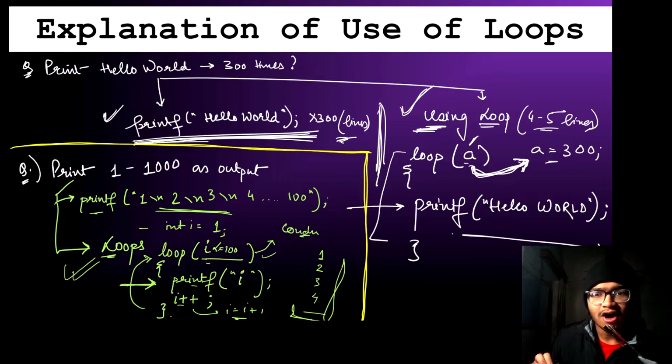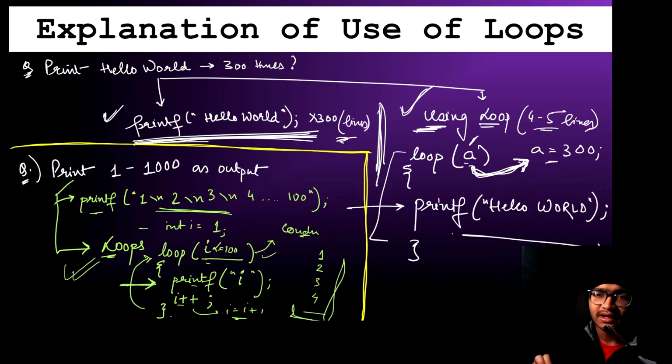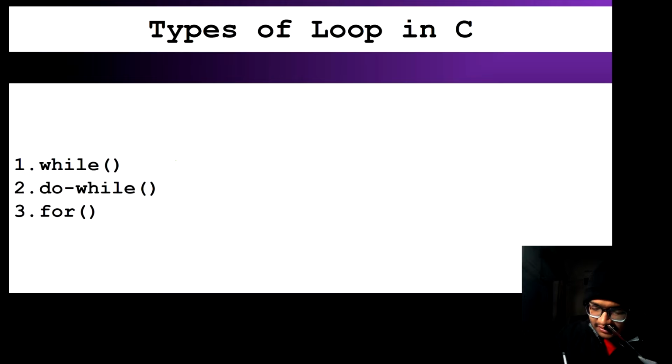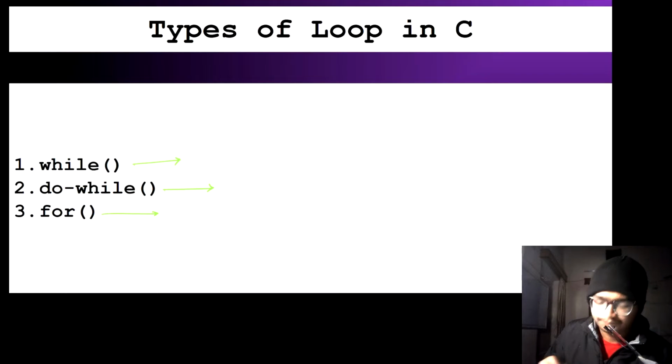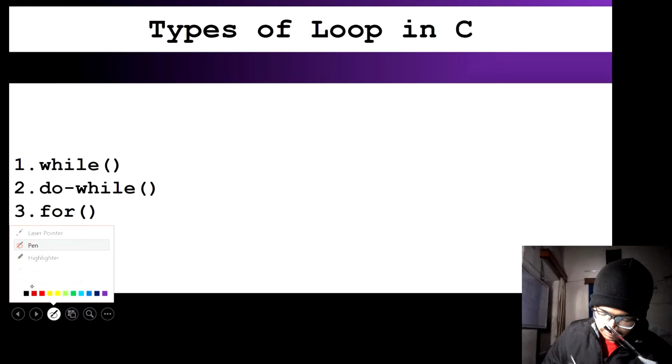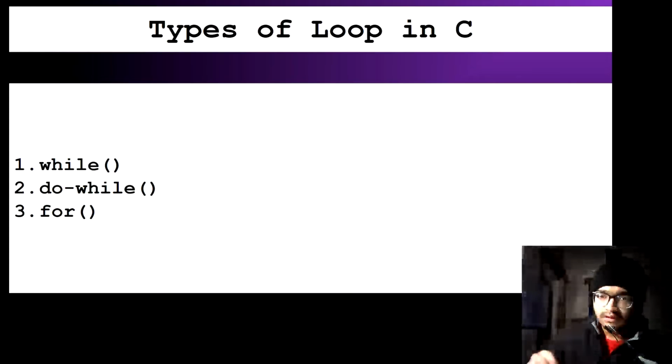Okay, now let's see how many types of loops we actually have in C. In the C programming language, we have three types of loop. There is the while loop, the do while loop, and the for loop. Okay, we will discuss the while loop first, then the do while loop, and third the for loop. Okay, I know it's not visible properly. Let's change the color of the ink to red again, or to black.